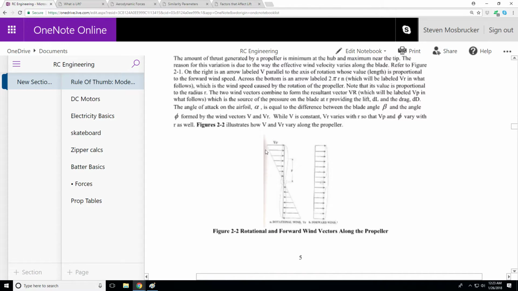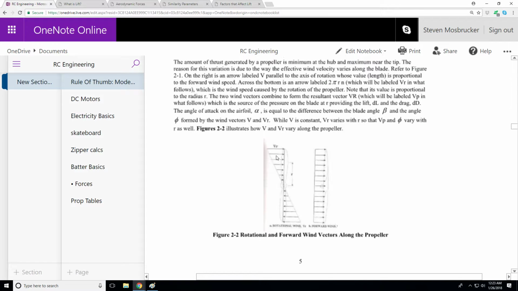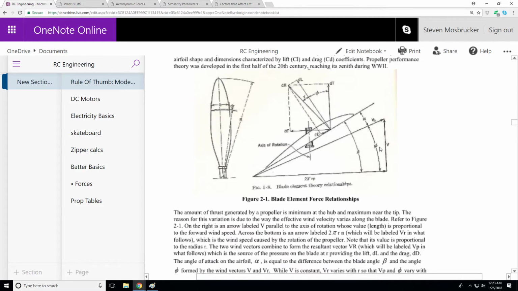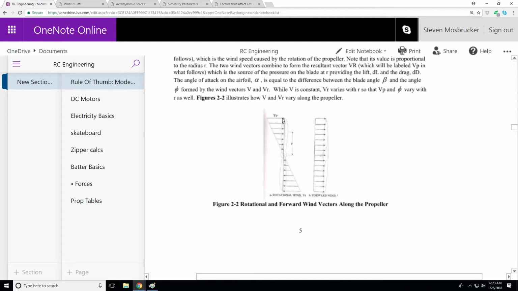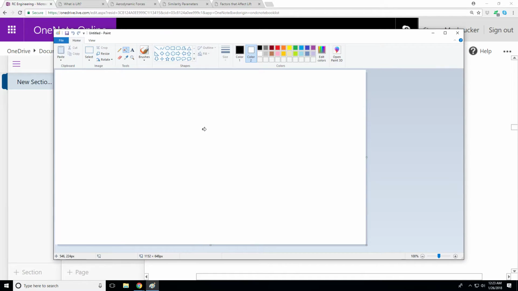Here is a diagram showing the wind that's hitting it, and here's VR, and this is VR right here. It's saying the farther out you go, the faster the VR is. So this is how the pitch is calculated. You have an angle, and this is known as trigonometry, right? Let's say there was no angle of attack. Let's say that the blade was exactly how it was calculated. So here is my forward velocity. This is my speed going forward, right?